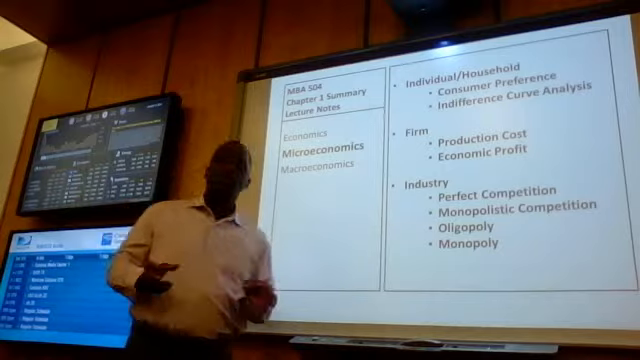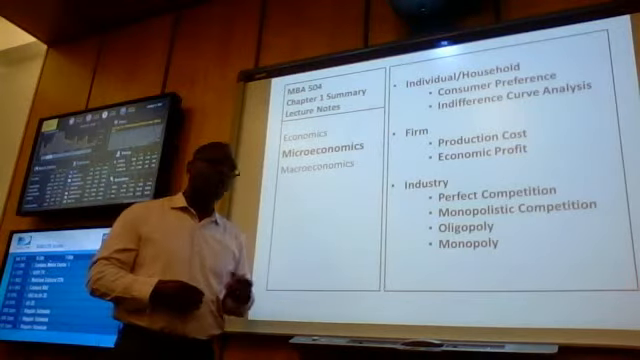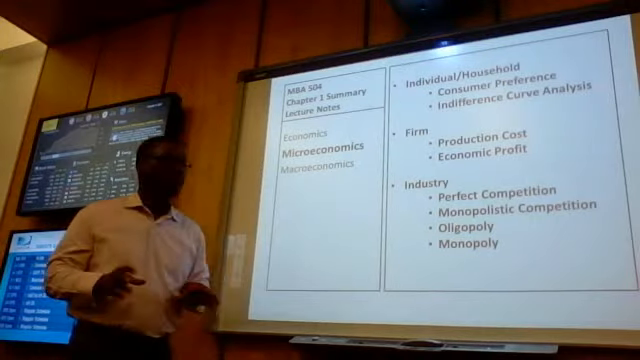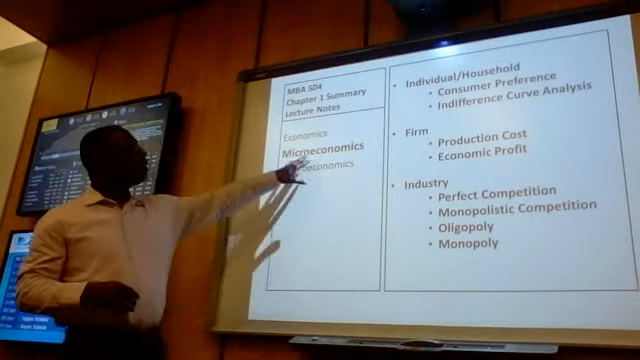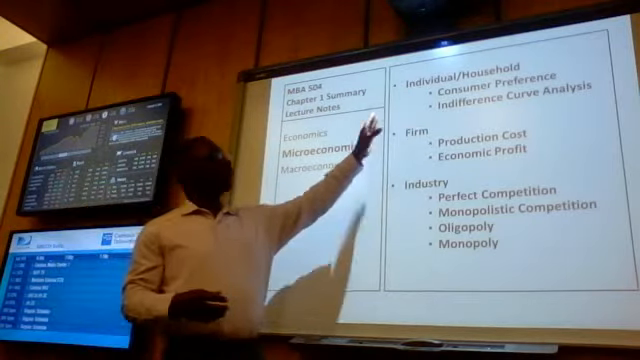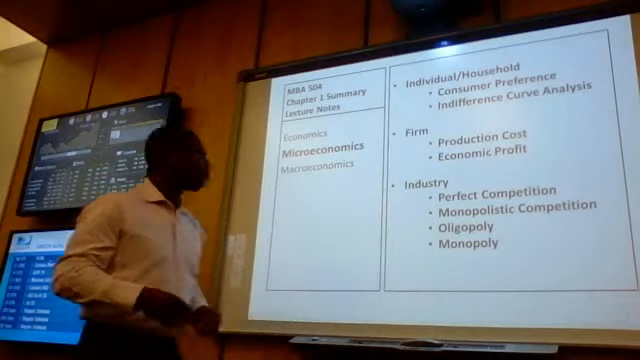This course is broken down into two components. The first 2/3 of the course, we're going to focus on microeconomic theory, and then the last 1/3 of the course, we're going to deal with macroeconomic theory. Under microeconomic theory, we're going to focus on the individual and the household and discuss consumer preference.